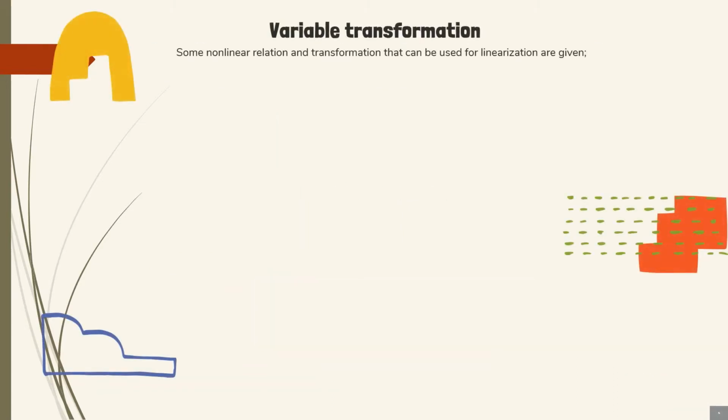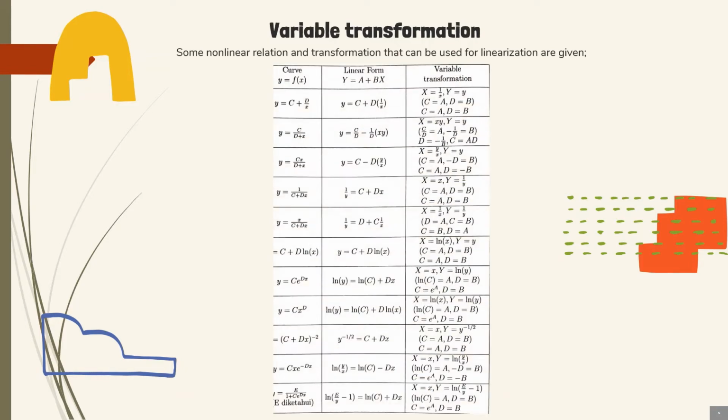So lastly is the variable transformation. In this slide, we provide a table that shows some non-linear relations and transformations that can be used for linearization. These are the equations that will be provided in our equation sheet.